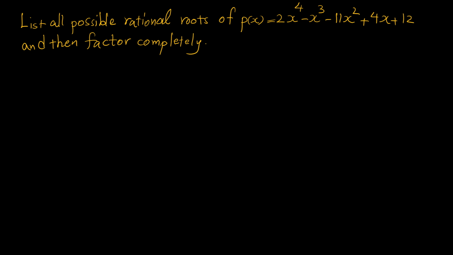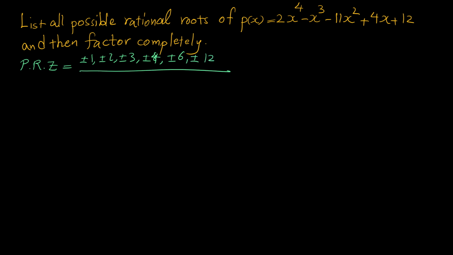First we list possible rational zeros. The factors of 12 are plus minus 1, plus minus 2, plus minus 3, plus minus 4, plus minus 6, plus minus 12. What about 2? Plus minus 1 and plus minus 2. And based on this, immediately you know that all possible rational zeros are plus minus 1, plus minus 2, plus minus 3, plus minus 4, plus minus 6, plus minus 12.